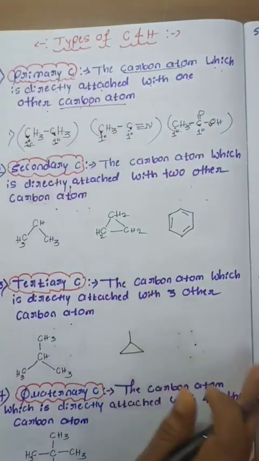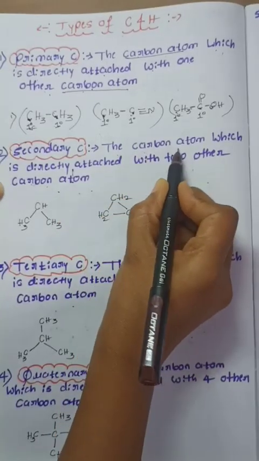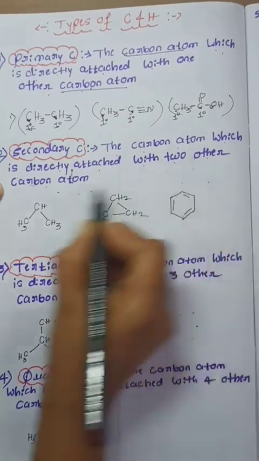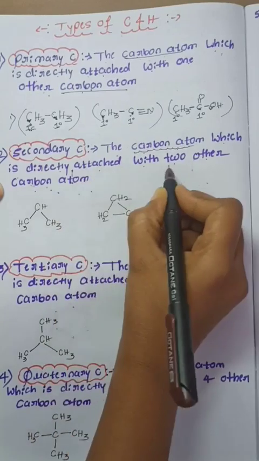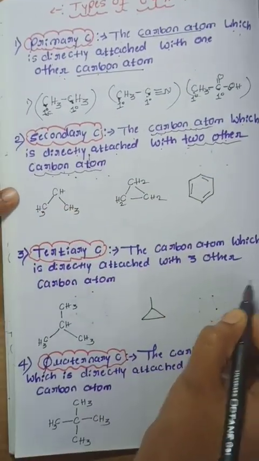Okay, now the next one is a secondary carbon. Secondary carbon means the carbon atom which is directly attached with two other carbon atoms, means the carbon atom should directly attach with two other carbon atoms. Okay, now by taking an example I will explain.